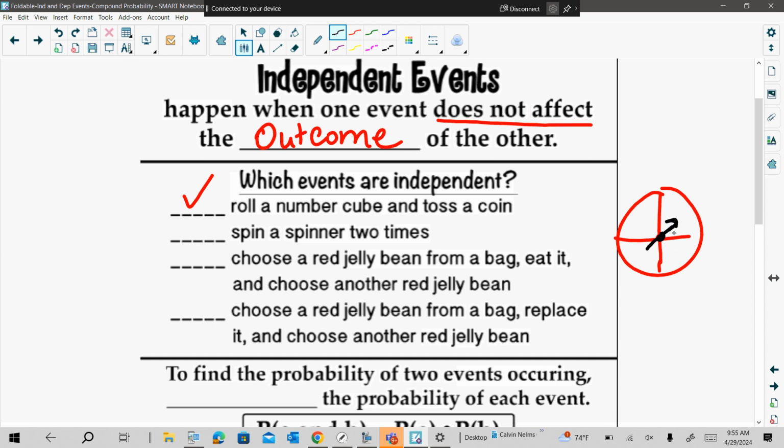This is an example of a spinner. Let's say I have numbers 1, 2, 3, and 4. What's the odds of getting a 1 on the spin the first time? 1/4. Okay. So then when I do it again, what's the odds of getting a 1?